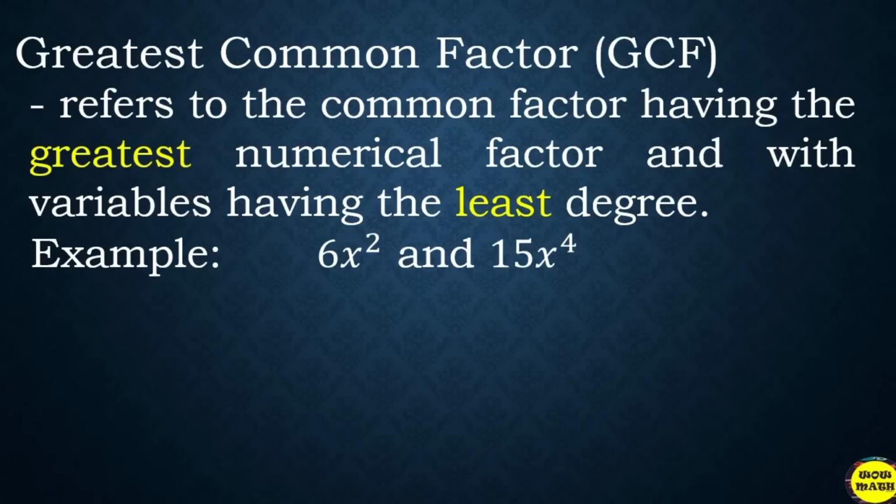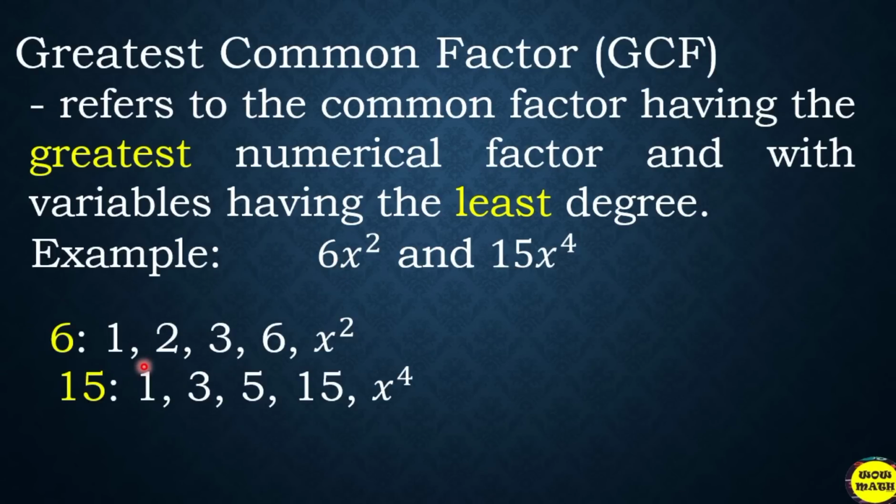Let's have an example. So, if I have 6x squared and 15x raised to 4, so again, kunin muna natin yung common factor ni 6 at ni 15. So, ito yung mga factors nila. I-list natin ang factors ni 6 at 15. Hindi pa pala common. So, lista muna natin lahat ng factors ni 6 at 15. We have 1, 2, 3, 6. And then sa 15, 1, 3, 5, 15.